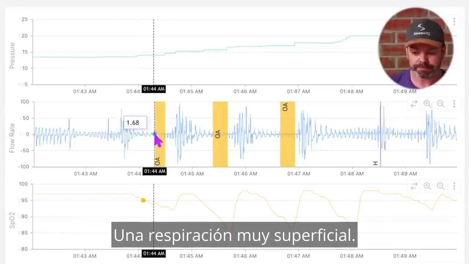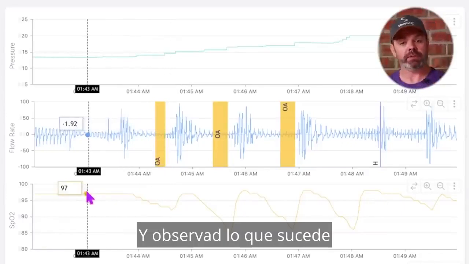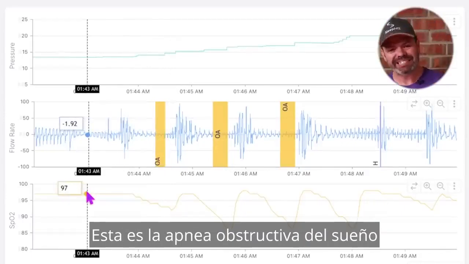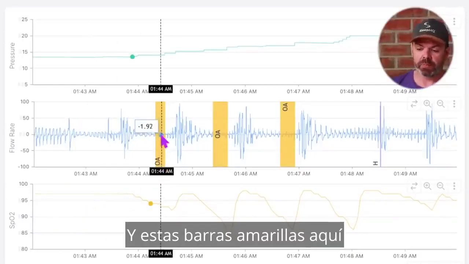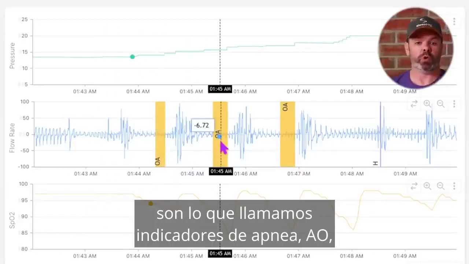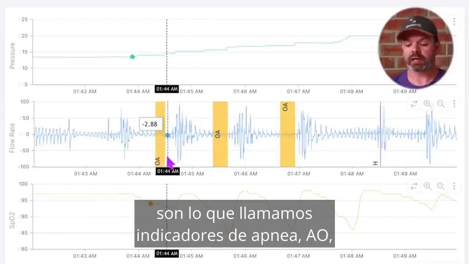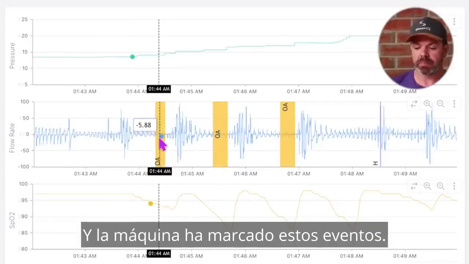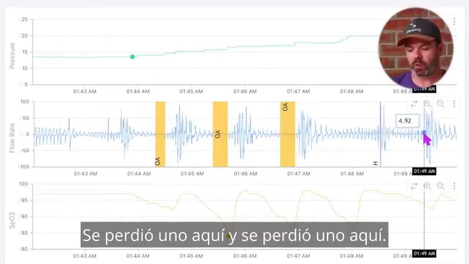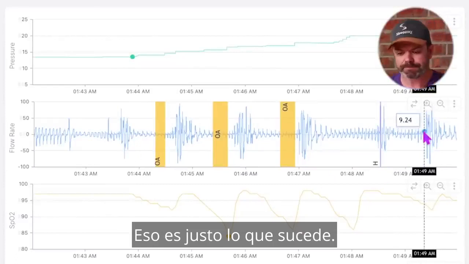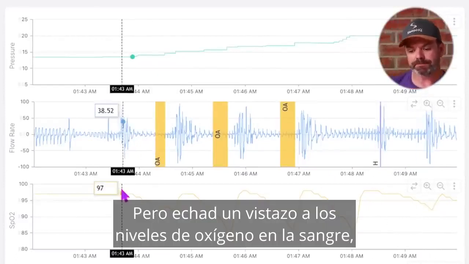Very shallow breathing. And take a look at what happens to the blood oxygen levels. This is textbook obstructive sleep apnea right here. And these yellow bars here are what we call apnea flags. OA, obstructive apnea. And the machine has marked these events. It did miss one here, and it's missed one here. That's just what happens.